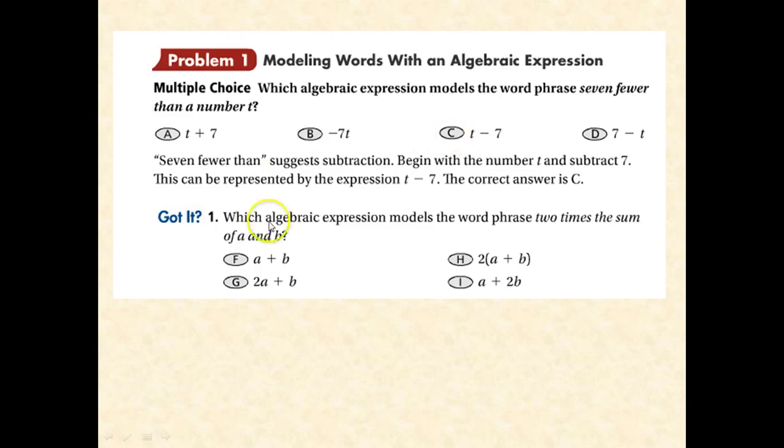Can you figure out which one is 2 times the sum of a and b? Well, this one doesn't have 2 times anything. It only has a sum of a and b. Here, the 2 is only multiplied by the a, so this would be the sum of the product of 2 and a, and b. Here it's a plus 2 times b. This one is 2 times the sum of a plus b. Ding!